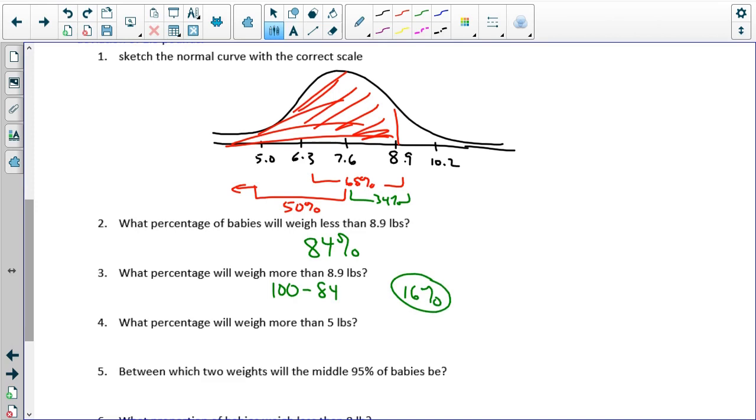What percentage of babies will weigh more than 5 pounds? If I want to figure out what percentage of babies are going to weigh more than 5 pounds, I'll make another quick normal curve. So 5 pounds is 2 standard deviations below. So I want more than 5 pounds.